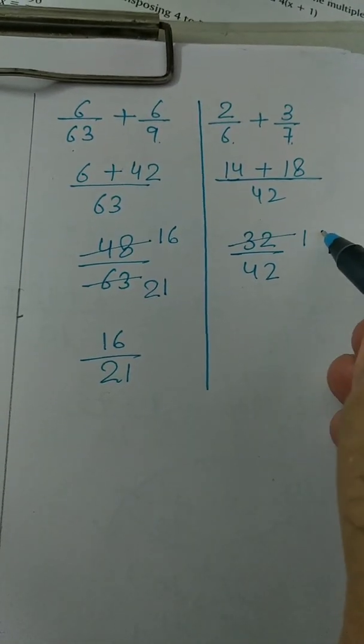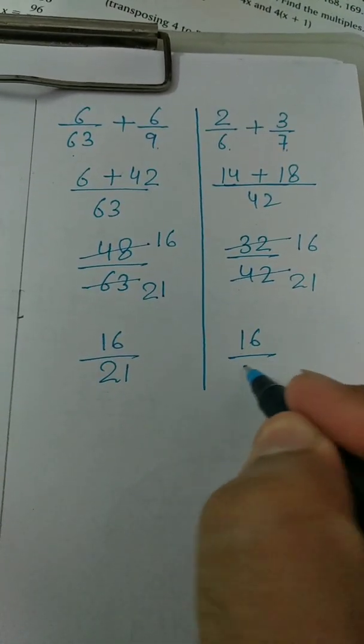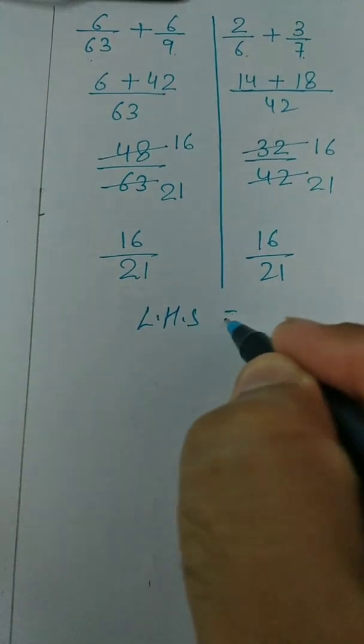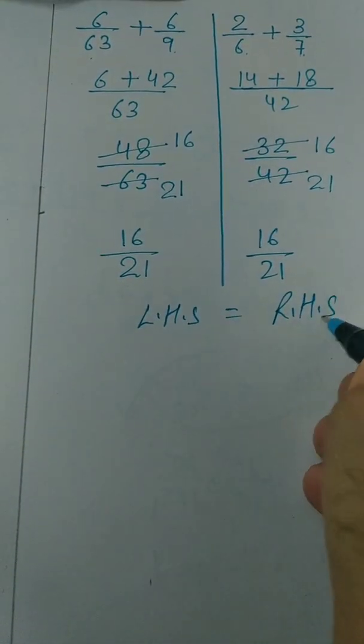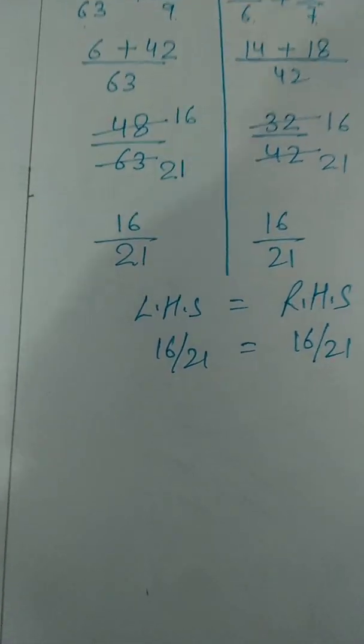देन ये भी फर्दर रिड्यूस हो सकता है स्टैंडर्ड फॉर्म में. 2 1s are 2 and 2 6s are 12 and 2 2s are 4, 2 1s are 2. So 16/21 is equivalent to the 16/21. So here the LHS is equivalent to the RHS. 16/21 is equivalent to the 16/21.